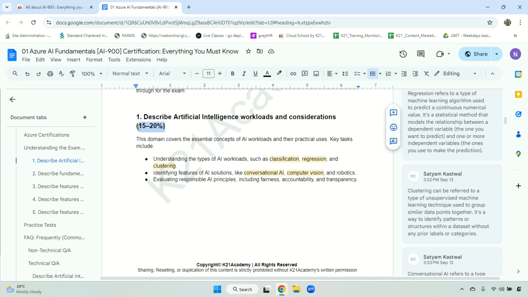Looking at the weightage, you can start preparing. It has 15 to 20% weightage, so you can plan accordingly, see what all topics are there, and cover those topics. I would suggest focusing more on these topics.